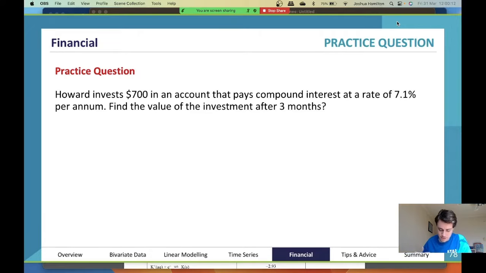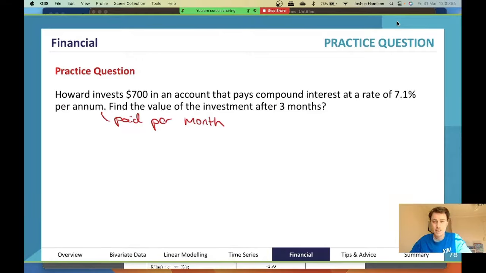So Howard invests $700 into an account that pays compound interest at 7.1% per annum. Find the value of the investment after 3 months. Now, this question does not give you enough information, because it should tell you when we are getting interest. So it's 7.1% per annum paid per month. It needed to say the compound interest is per month. It didn't say that, so this question's actually wrong in a sense. So I've added it in there, apologies. I should have added that when I put this question down.